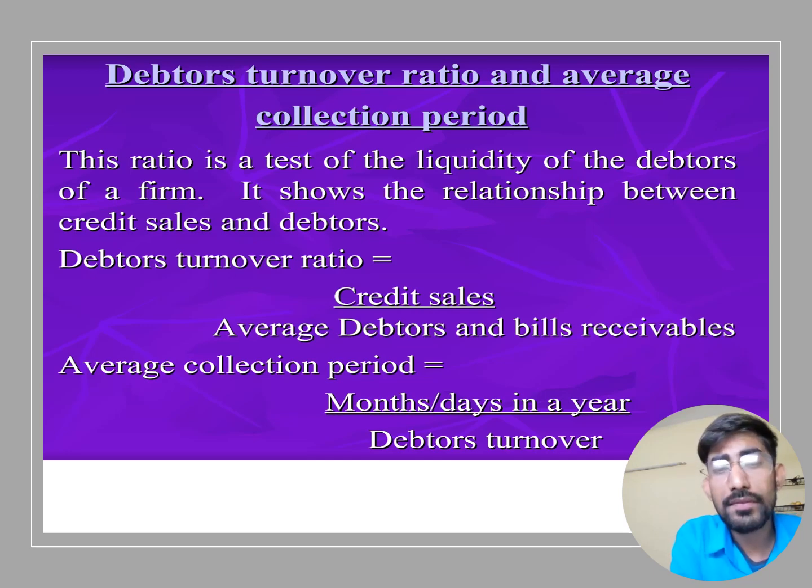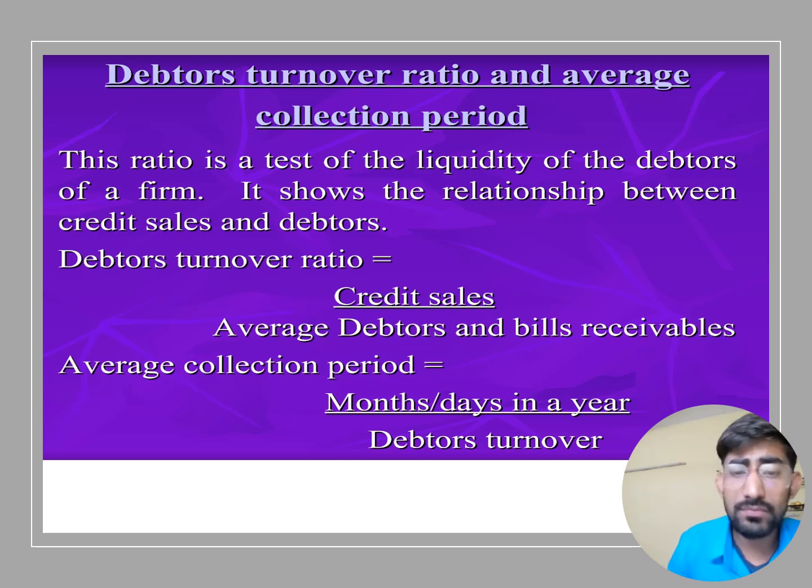So we will just divide the credit sales by average debtors and bills receivable, while in the case of average collection period we use months and days, or sometimes weeks. We can simply use 12 months or 365 days or 52 weeks divided by our debtor turnover ratio. I hope it is clear. After getting your debtor turnover ratio, you will write the months, days or weeks, and then divide that by the debtor turnover ratio.